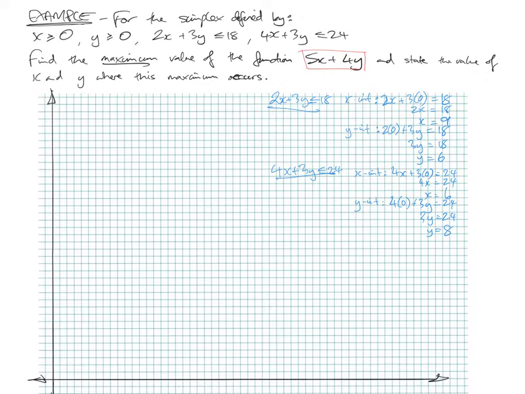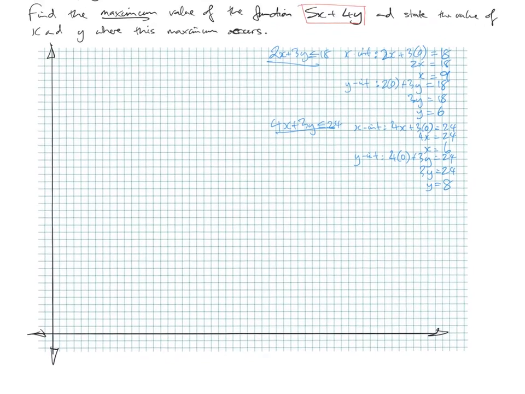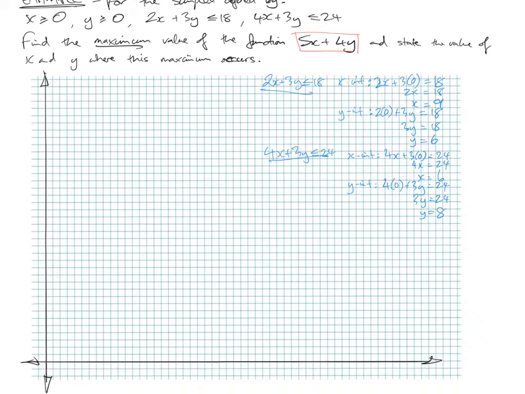Alright, so we have the information we need for drawing the simplex. X is greater than or equal to 0, so our first boundary is along the x-axis. Our other boundary is along the y-axis, so I'm not going to bother drawing those. Now, x is equal to 9.